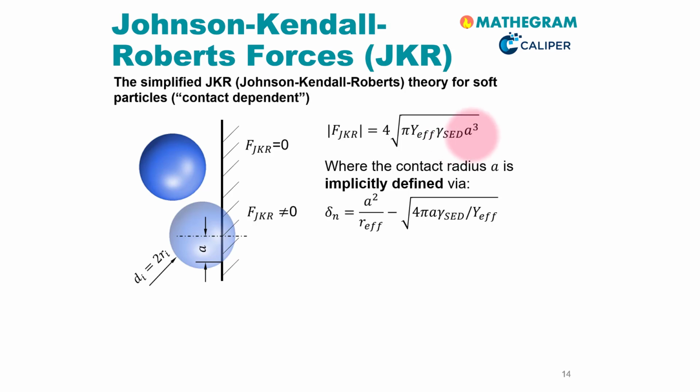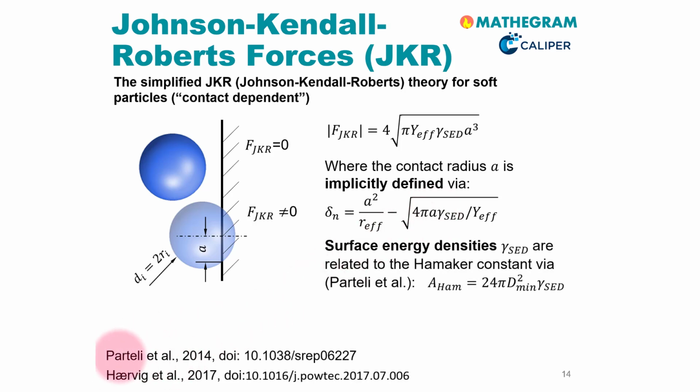The radius a here is given by this equation here, and it must be calculated implicitly because you see it's here and here in this equation. There is an analytical solution that you will find in literature, for example in this publication here. The beauty of this model is that there is only one single parameter, this gamma SED, the surface energy density, and these energies are related to the Hamaker constant. Please note again that we need here a minimum cutoff, which is typically standardized with a couple of angstrom.